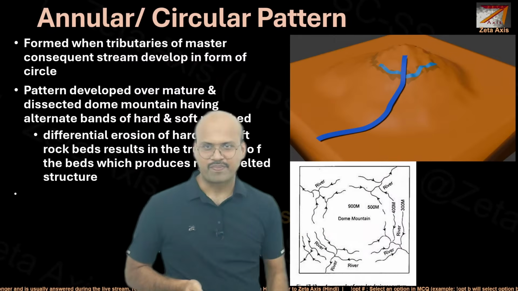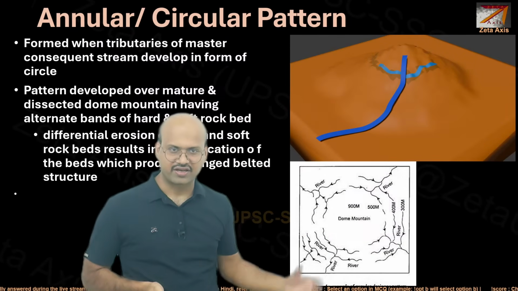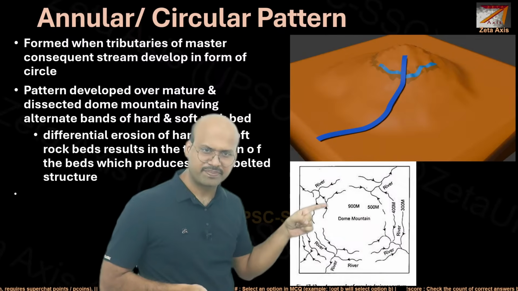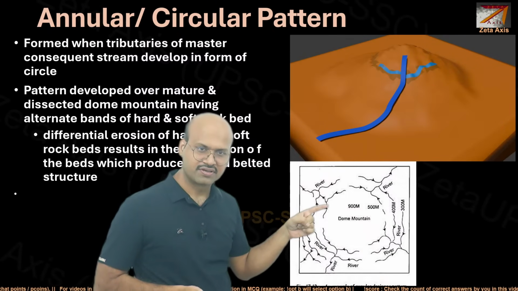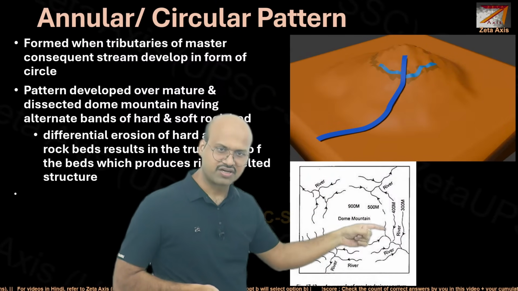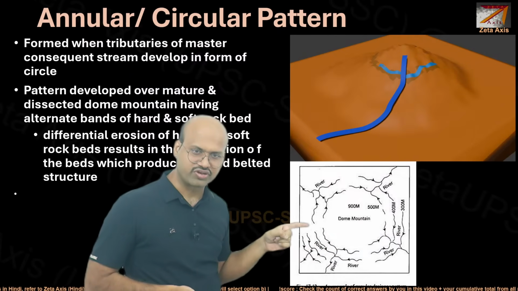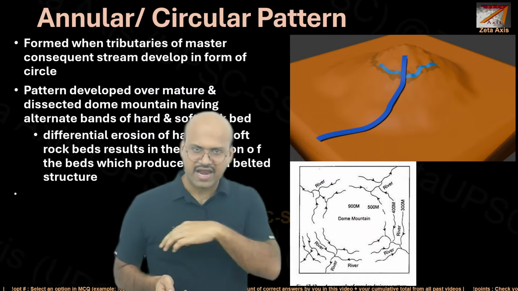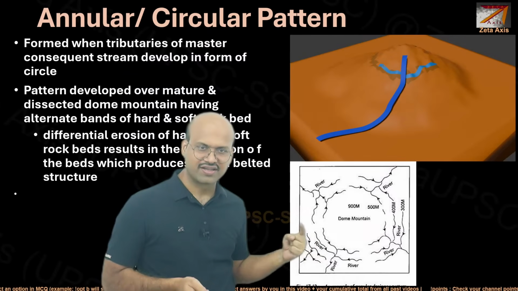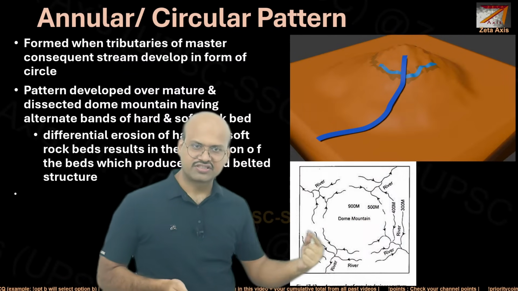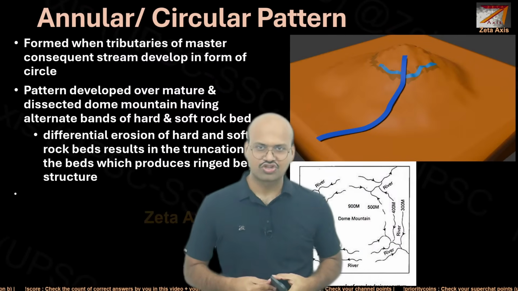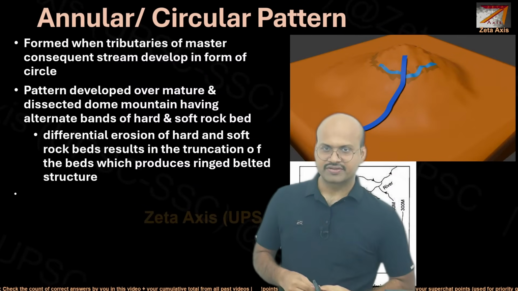So this kind of pattern is called annular or circular pattern, and here we can see a top diagram where we have these kind of independent streams. These are the main streams. Here also there is second stream, third stream, fourth stream, and then there are these tributaries of this river which are eroding the softer rocks or softer bands, which are circular bands, and thus they are creating this circular pattern. So this kind of river drainage pattern is called annular or circular pattern.